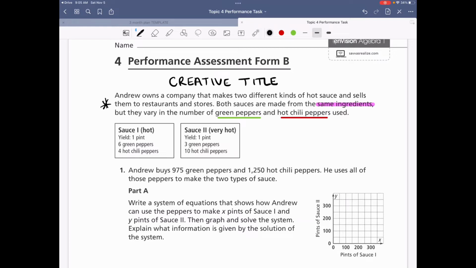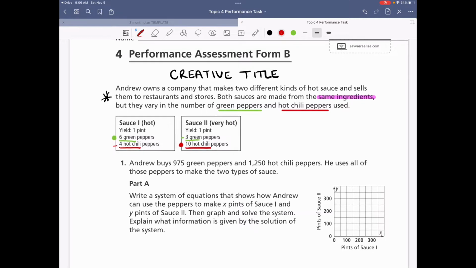Okay, so the first sauce has 6 green peppers and 4 hot chili peppers. Sauce 2 has 10 hot chili peppers and 3 green peppers. And you can see the one that's very hot has more chili peppers and fewer green peppers, and the one that's just hot has more green peppers and fewer chili peppers. So when you're writing your problem, you're going to want it to be similar, right? So on one, you'll have more supplies going towards your first item. So for example, the green peppers here are more, but on the very hot sauce they're fewer. But then on the very hot sauce you have more chili, and on the just regular hot you have less chili. And so you want to model your story off of that so that it works.